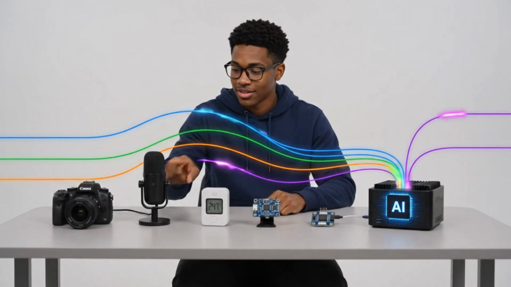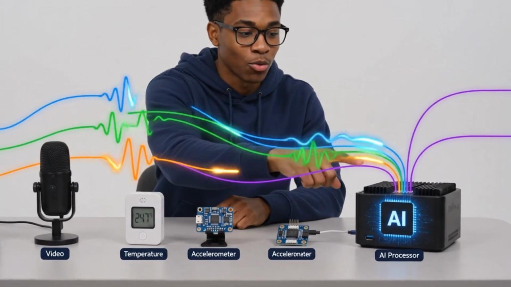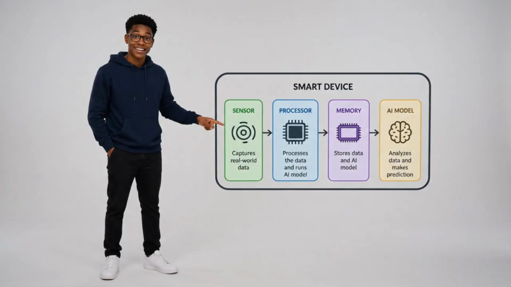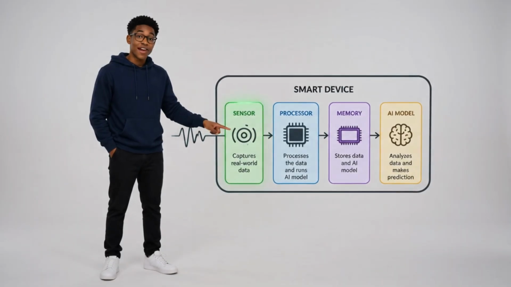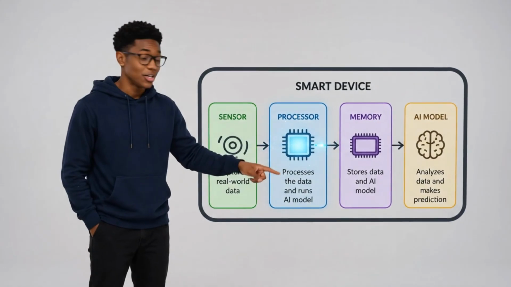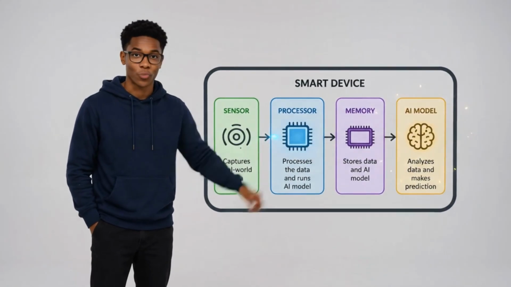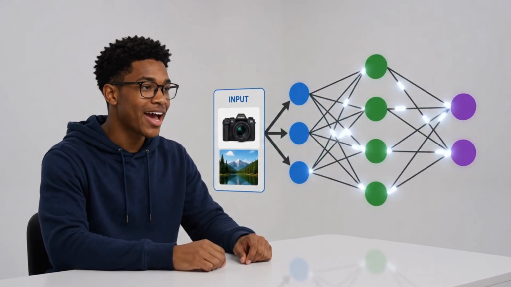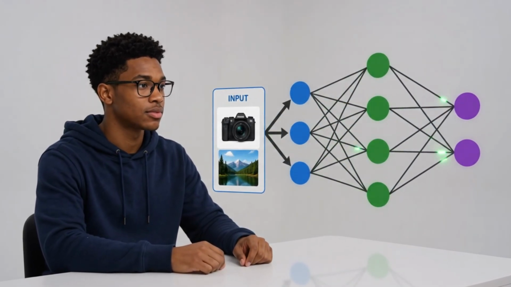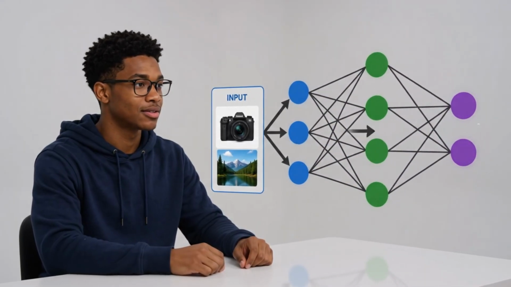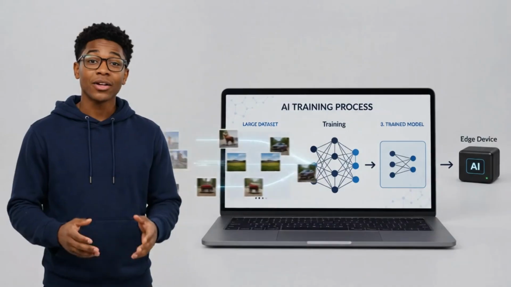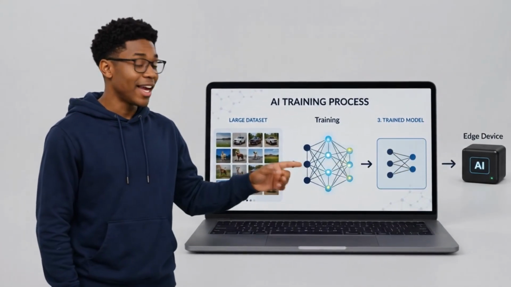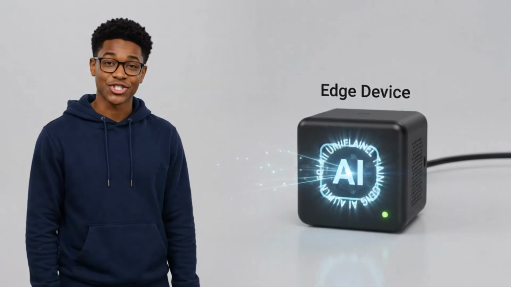Edge AI begins with data. Sensors collect information from the real world, such as images, sound, temperature, movement, or distance. The device then processes that information locally using an AI model running on its own hardware. An AI model is essentially a trained mathematical system that has learned to recognize patterns in data. The model is usually trained beforehand using powerful computers. Once trained, an optimized version can be placed inside the Edge device.